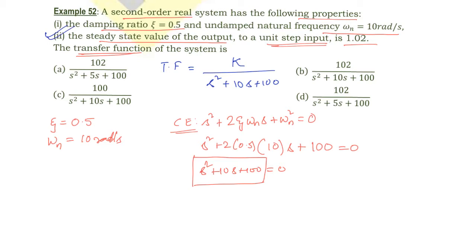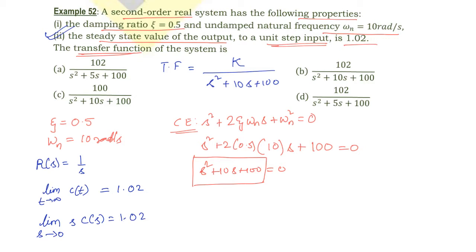It is given that the input is a unit step input, so we will take r of s equal to 1 by s. The steady state value of the output is 1.02. That means limit t tends to infinity of c of t, where the output is denoted by c of t, is equal to 1.02. By the final value theorem, you can write this as limit s tends to 0 of s into c of s is equal to 1.02.